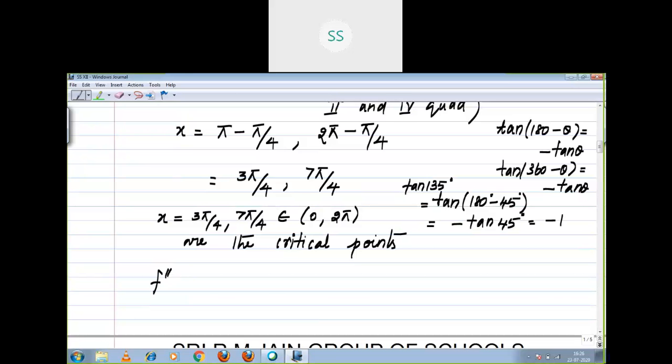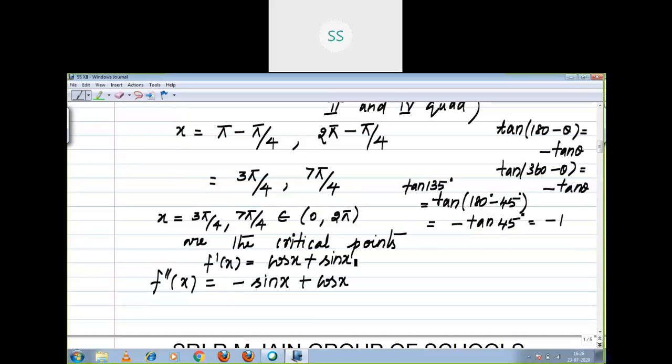F double dash of x equal to, what is the differentiation of cos x? Anyone, children? You have to say it repeatedly. I am talking to you, no? When you differentiate cos x, minus sin x. When you differentiate sin x, cos x. What is your f dash of x? If you want, you write it here, then you people feel easy. Cos x plus sin x. Your derivative, first order.